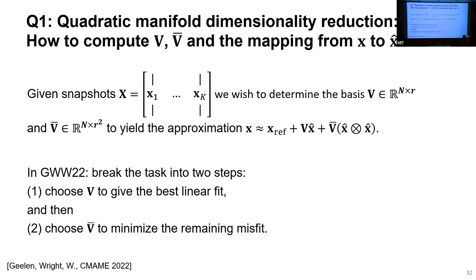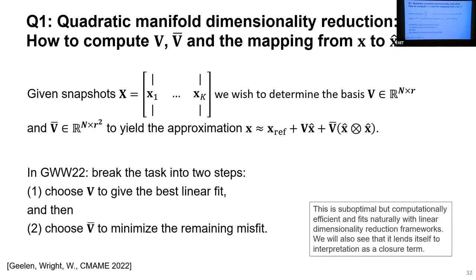We choose V to get the best linear fit. We know what that is, right? It's the singular value decomposition. We want to get the left singular vectors. And then choose V bar to minimize the remaining misfit. And you'll see why we do that in a second. It is suboptimal, but it turns out to be computationally efficient.